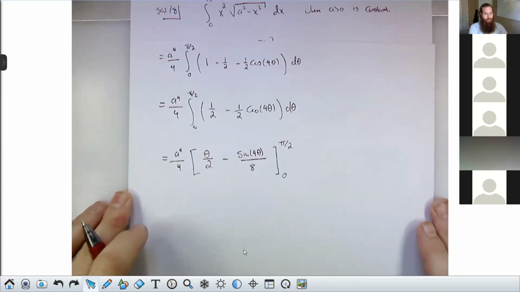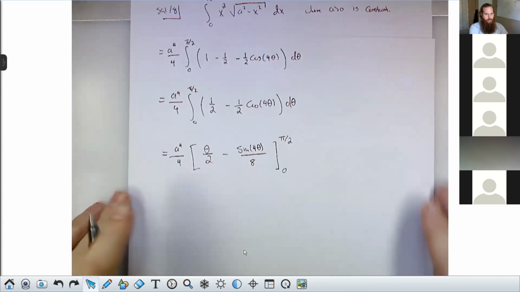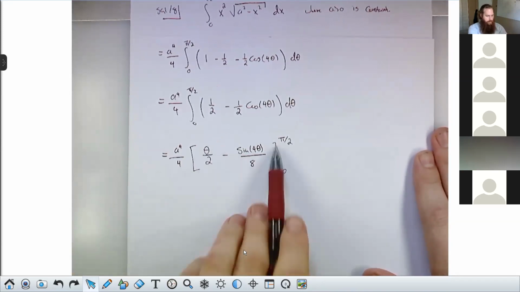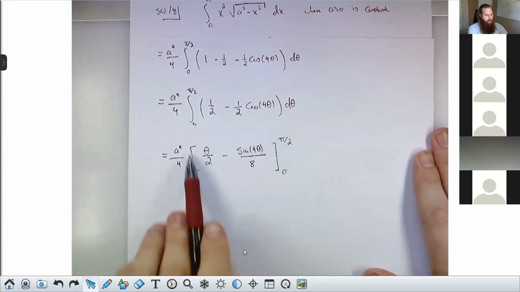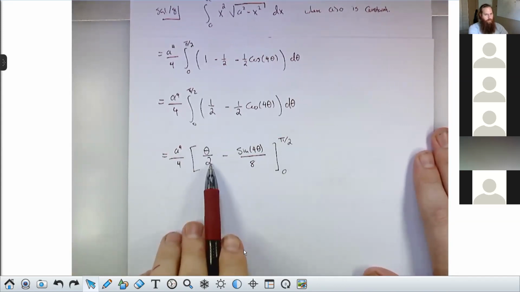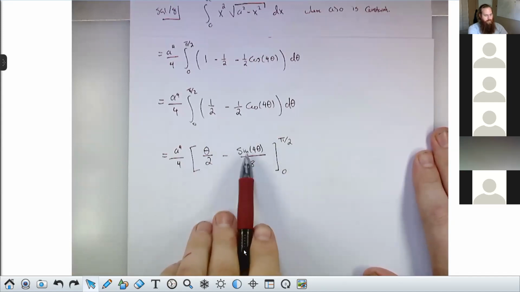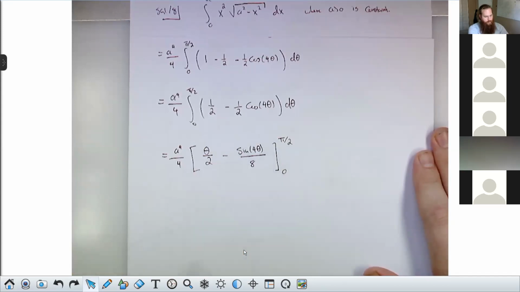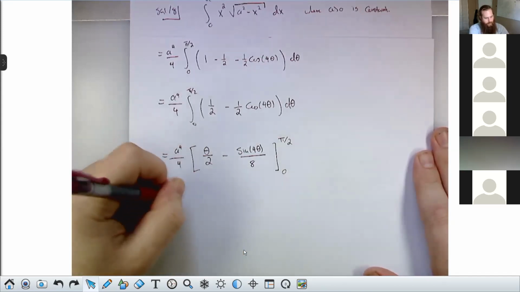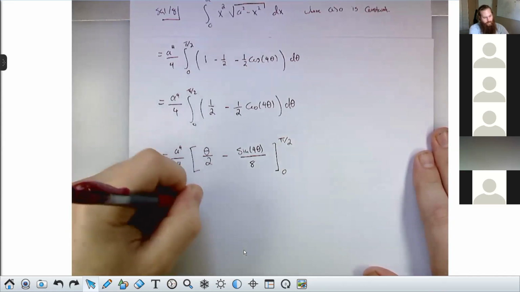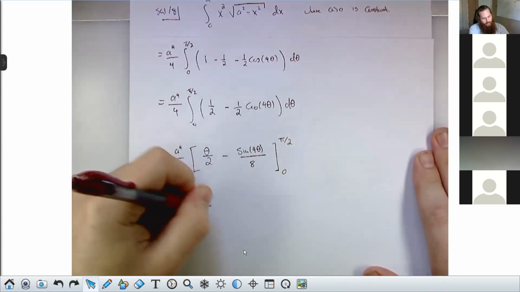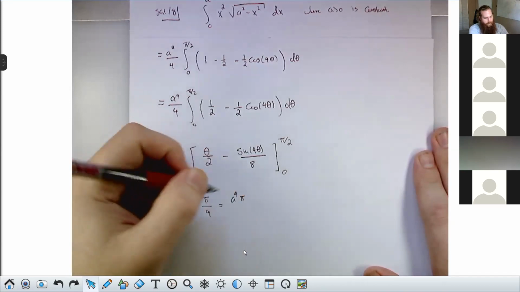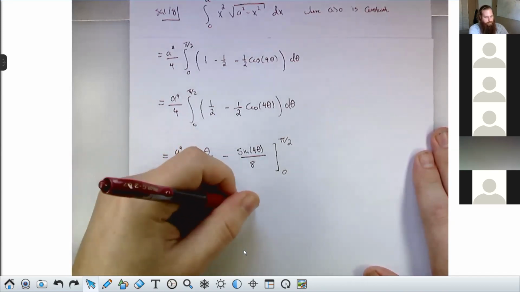So finally, I plug in both of these bounds. When I plug in 0, everything is 0, so I only have to concern myself with the top. When I plug in pi over 2, this piece will be pi over 4. This piece will be 0 because the sine of 4 times pi over 2 is the sine of 2 pi, which is 0. So we get a to the 4 pi over 16.